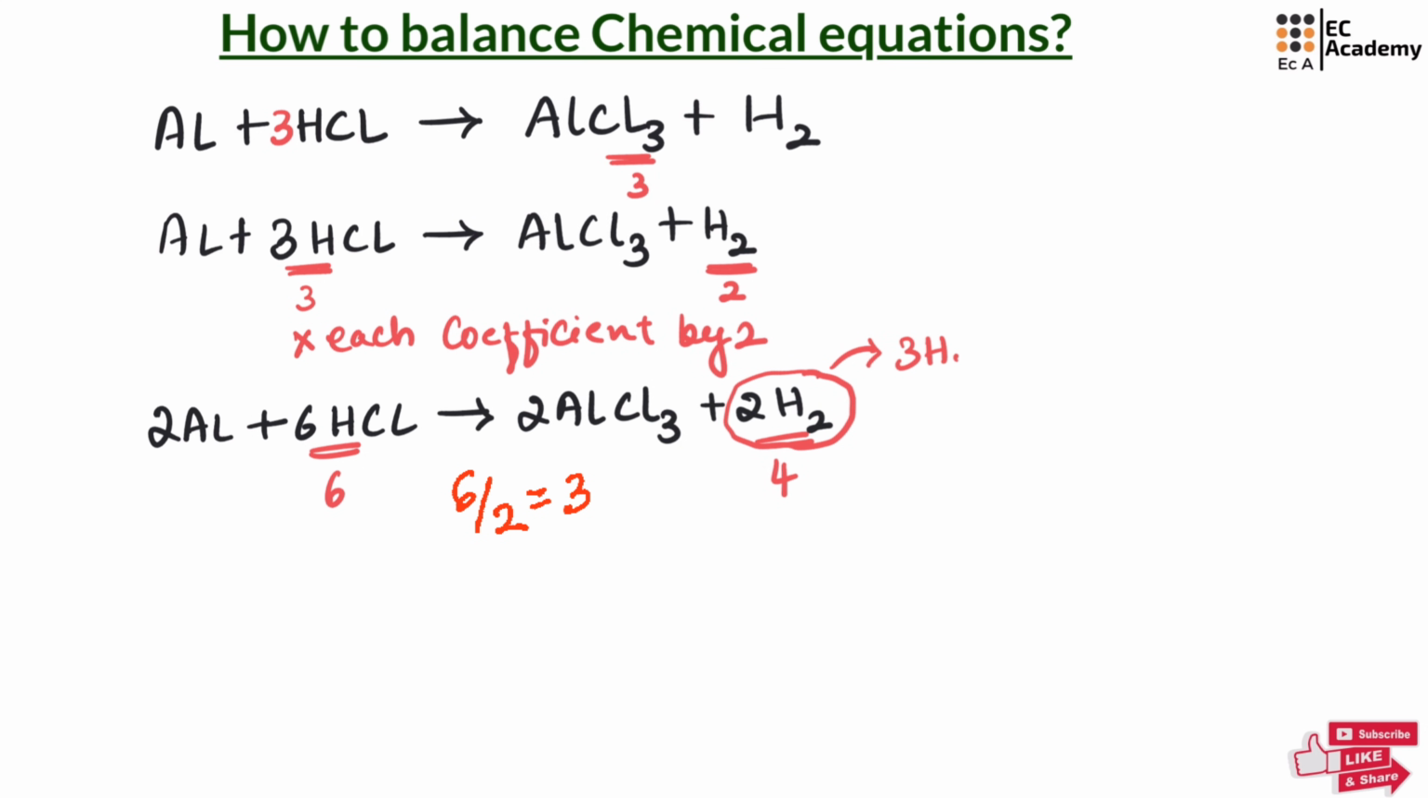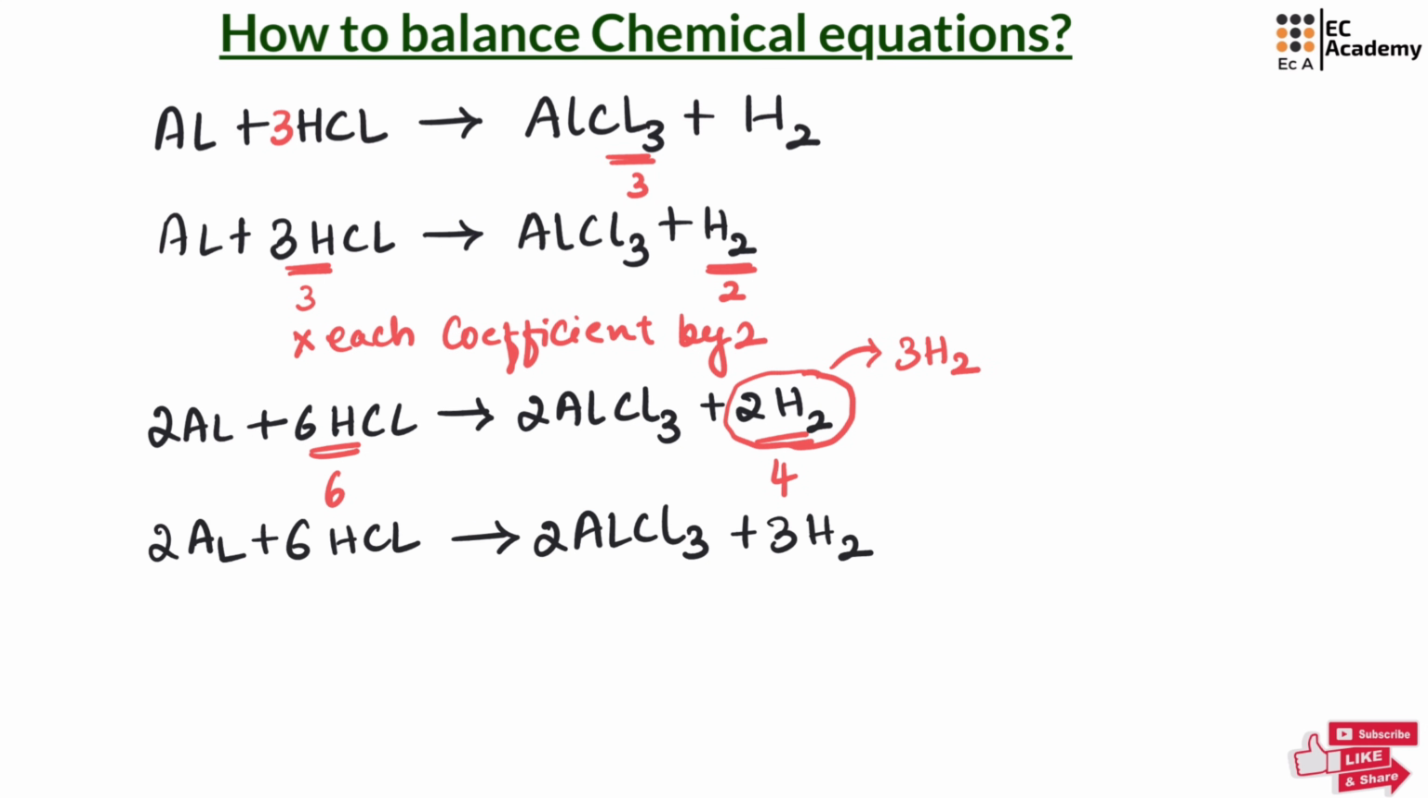The equation will become 2Al plus 6HCl will produce 2AlCl3 plus 3H2. Now check aluminium: 2 on the left side and 2 on the right side. Chlorine: 6 on the left side and 6 on the right side. And hydrogen: 6 on the left side and 6 on the right. Everything is balanced. So 2Al plus 6HCl will produce 2AlCl3 plus 3H2. This is the final balanced equation.